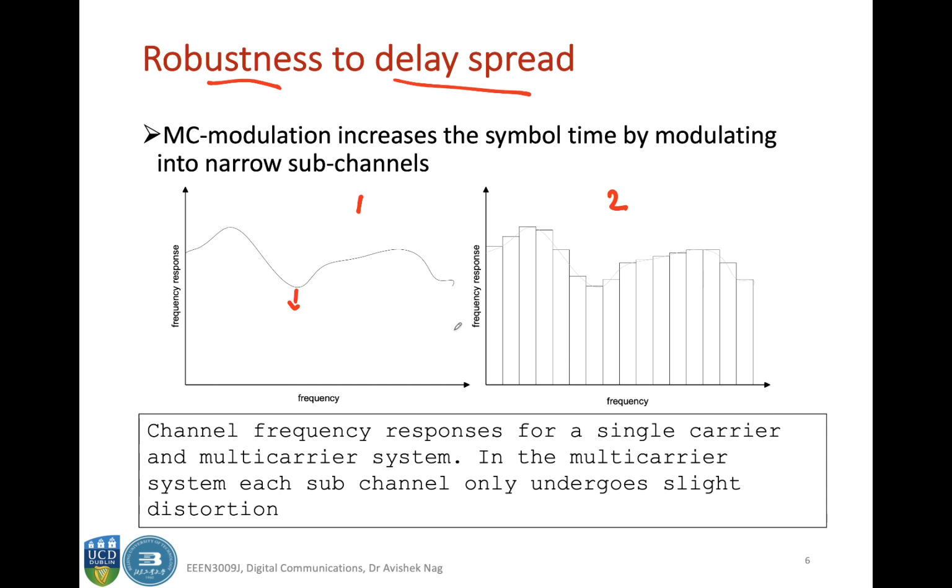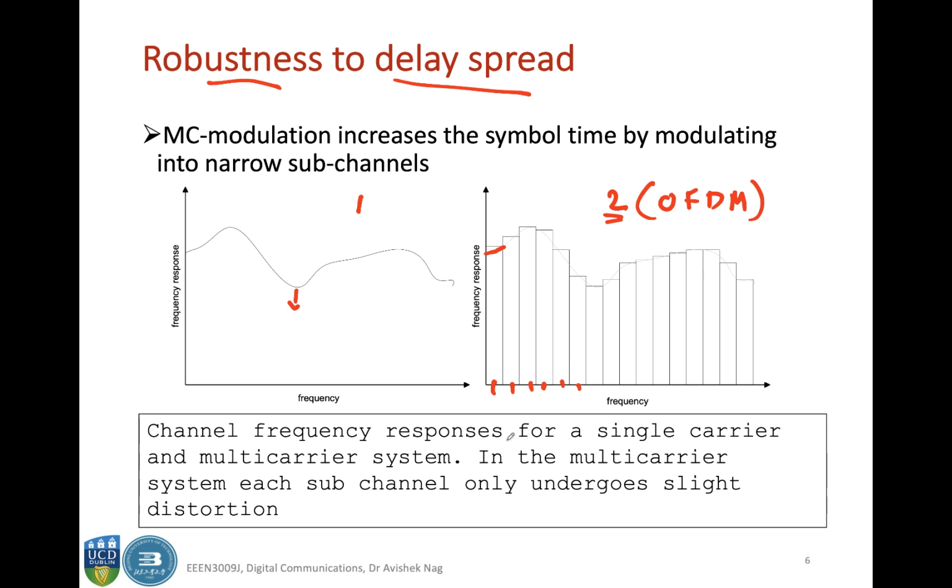Now if you are using OFDM, you are dividing this entire frequency spectrum into smaller subcarriers. This is the case with OFDM, case 2. You are dividing into smaller frequencies, or smaller subcarriers, and each frequency is seeing only a small part of the channel frequency response. So the effect of multipath is greatly reduced when you are using OFDM.